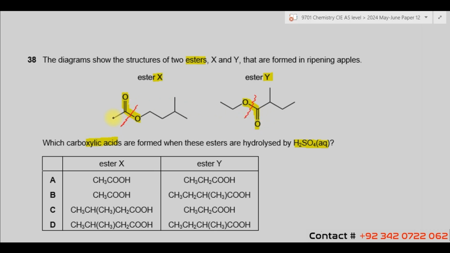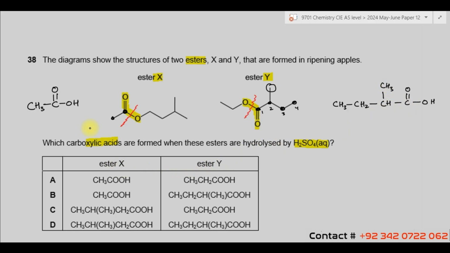So let's see how many carbons are there. There are 1, 2 carbons. So it will become 2 carbon carboxylic acid, CH3 C double bond O OH. This part contains 1, 2, 3, 4 carbons in long chain and methyl group at second carbon. So we have CH3, CH2, CH, COOH and a methyl group on second carbon, 1, 2.